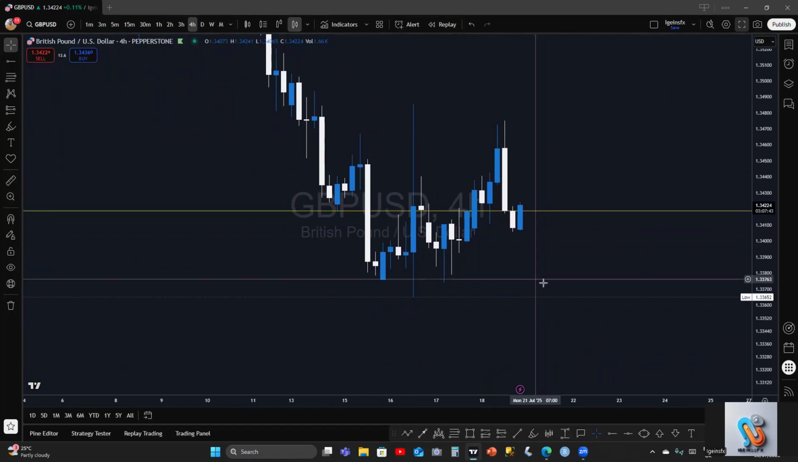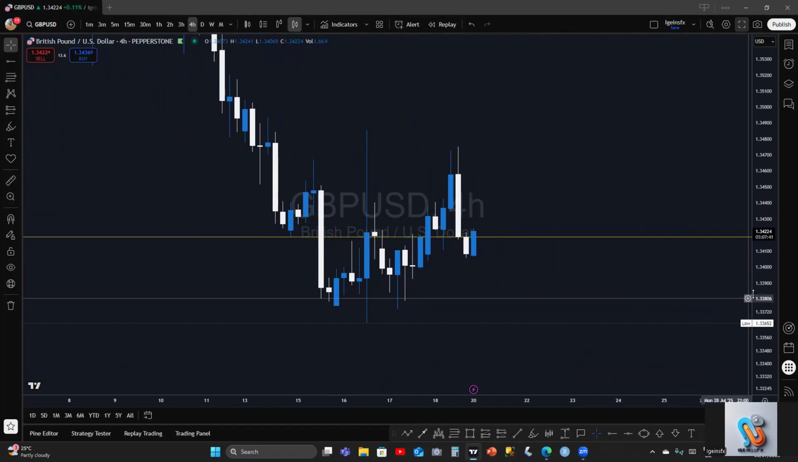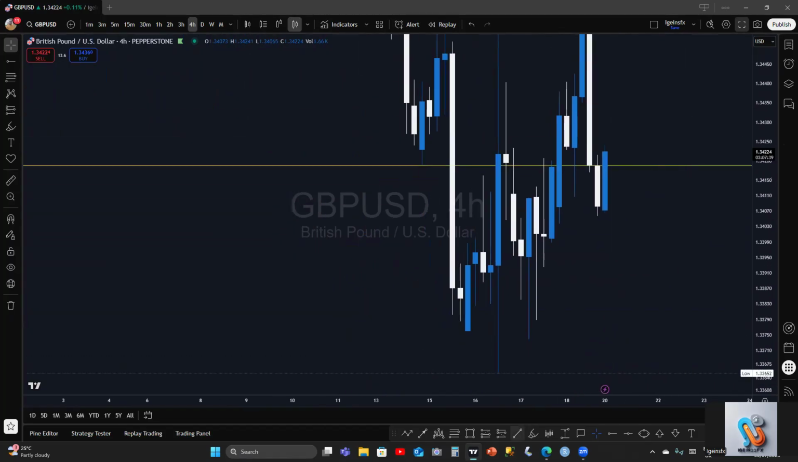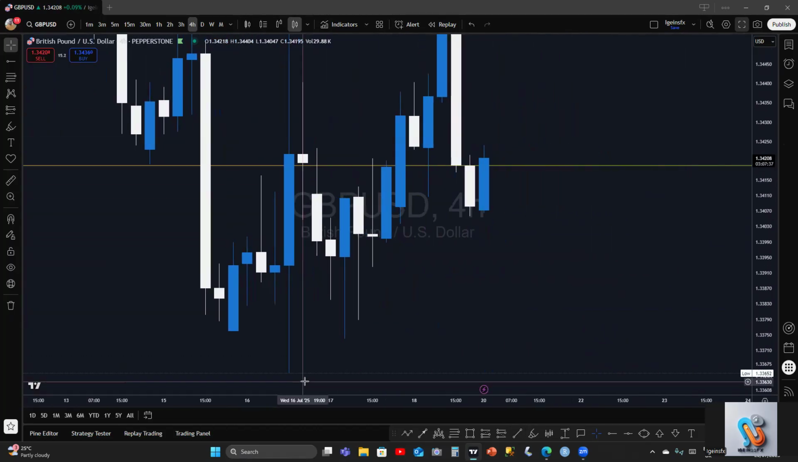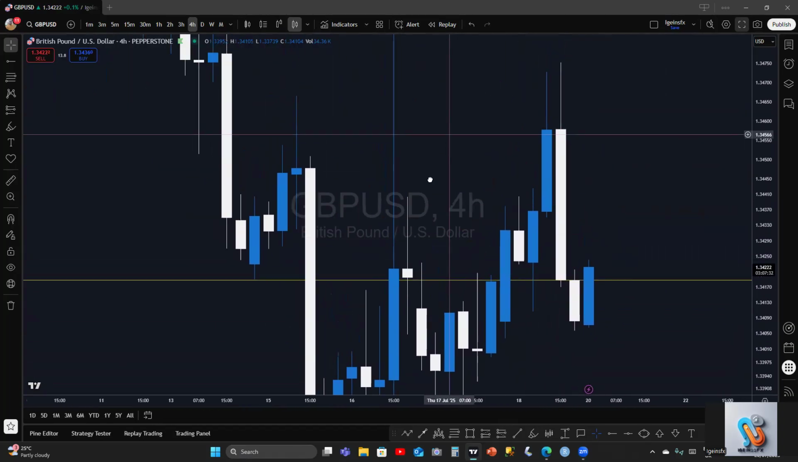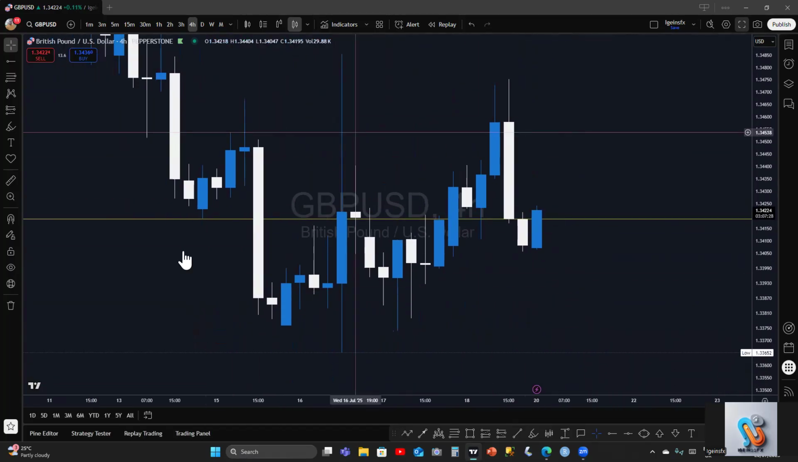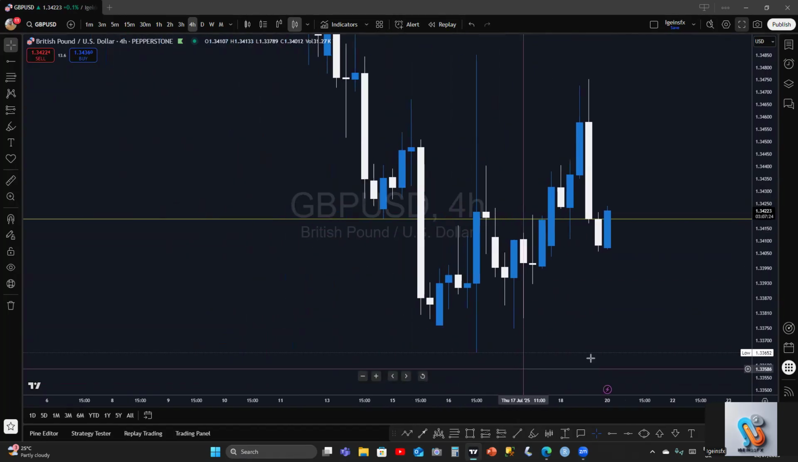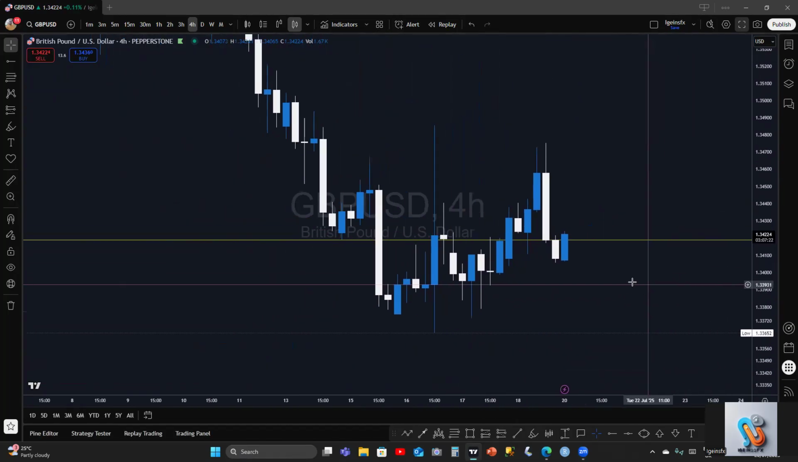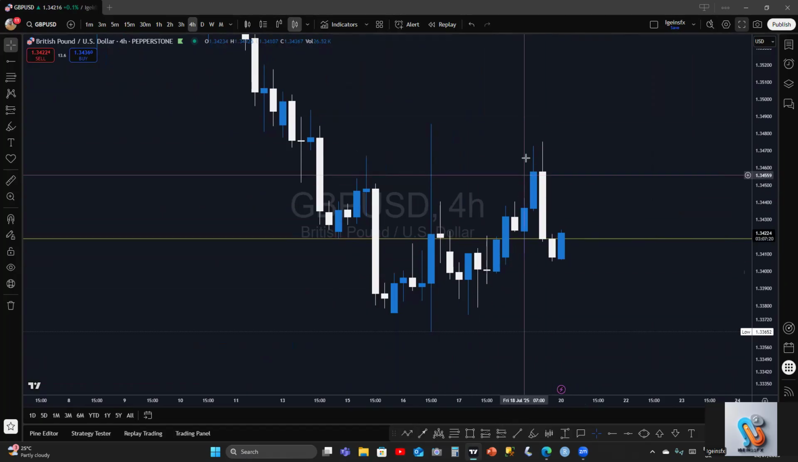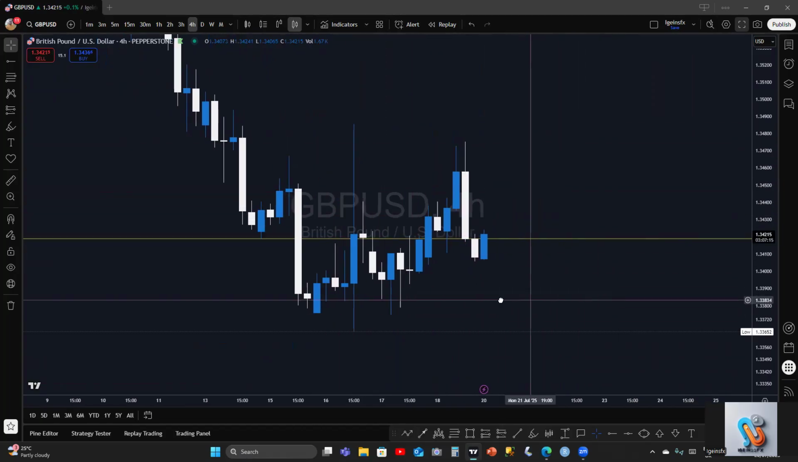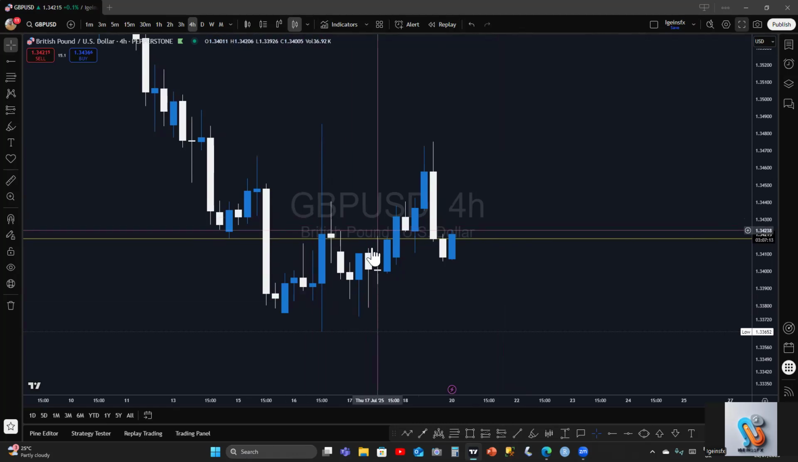But it looks as if this did not really occur. This change of character is not really clear. This very point here is not really clear. Price just did something zigzag, even though it's pushing to the upside, but it's just too zigzag for my liking.